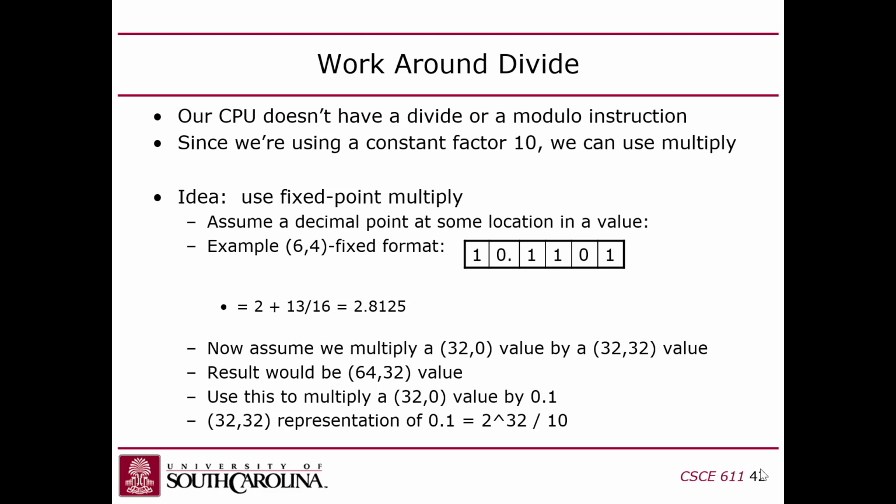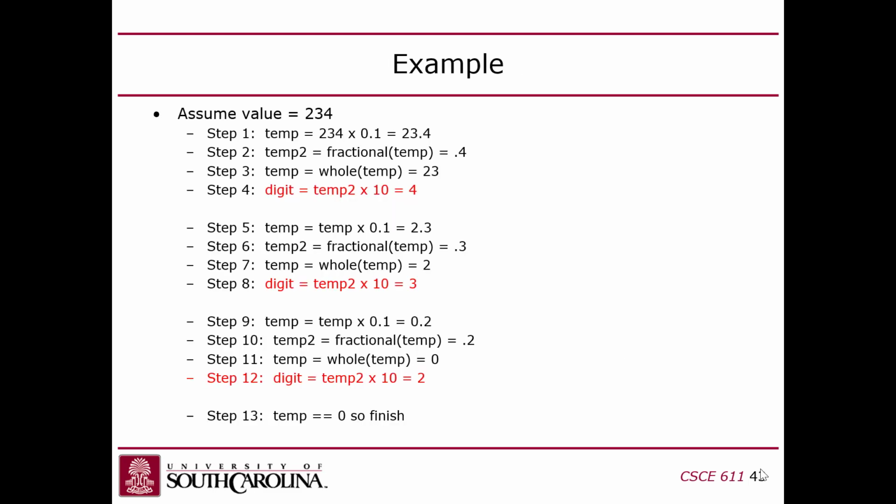It works the same way in decimal too. If I have 1.5 times 1.5, it's 2.25. The number of fractional digits in the product is the sum of the fractional digits in the multiplier and multiplicand. Okay? So how does this apply to this lab then?